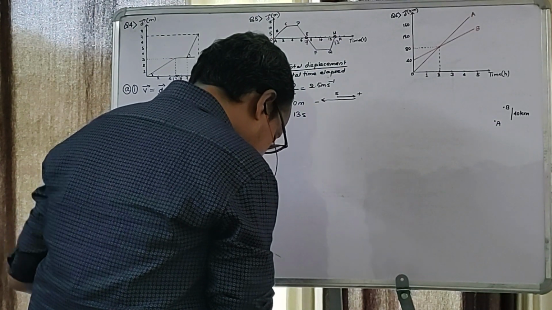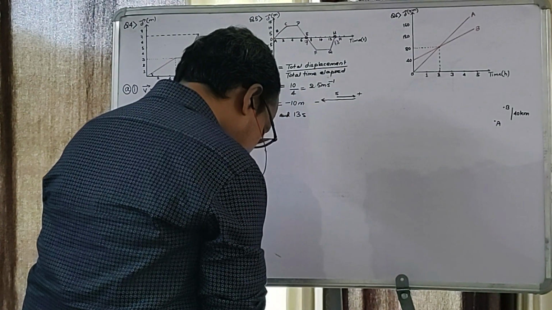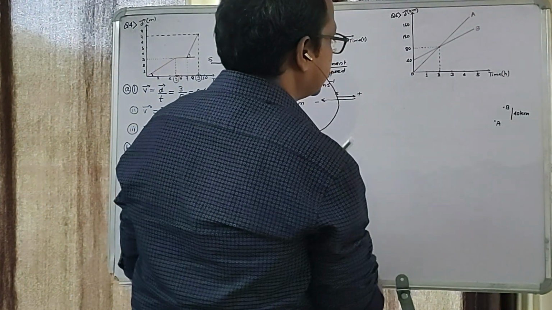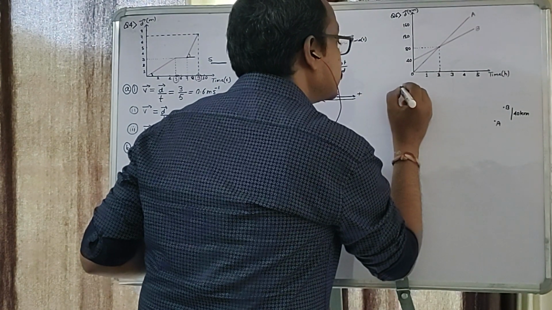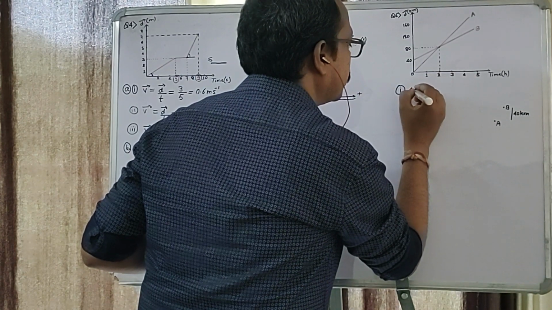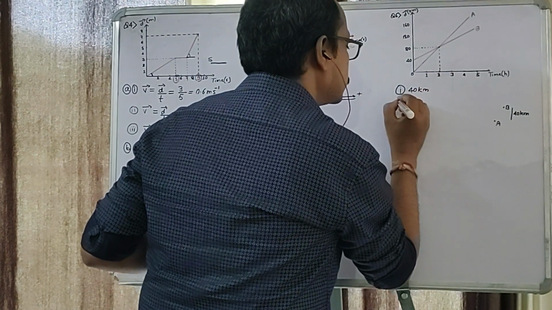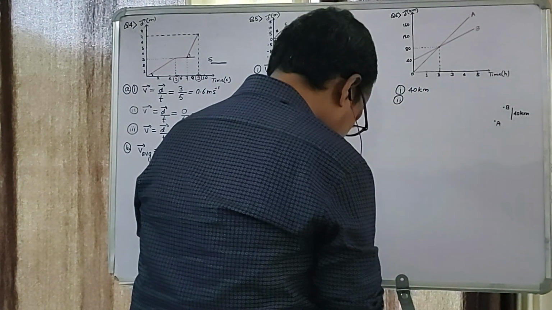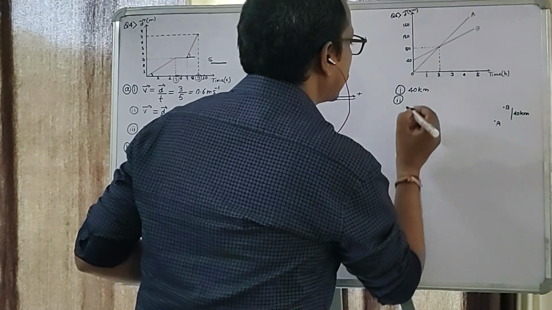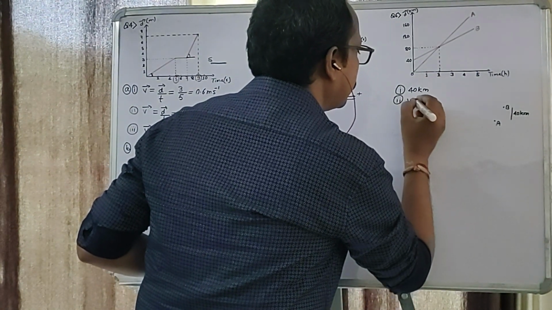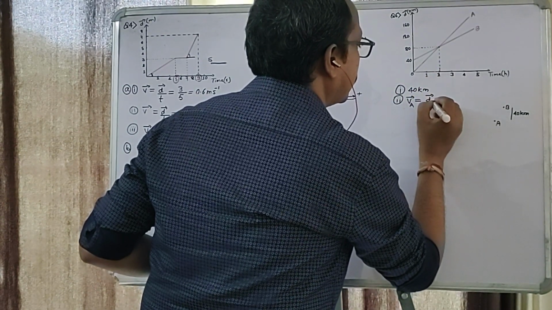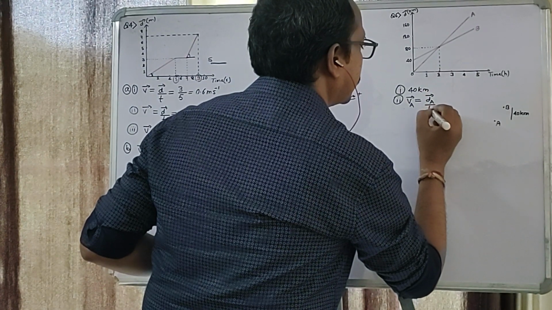And what are they asking? They are asking the distance by which car B was initially ahead of car A. You can easily answer this: car B was 40 kilometers ahead of car A. The second part is about the velocities of car A and car B. Let's find the velocity of car A. That is the displacement of car A upon the time taken by car A.